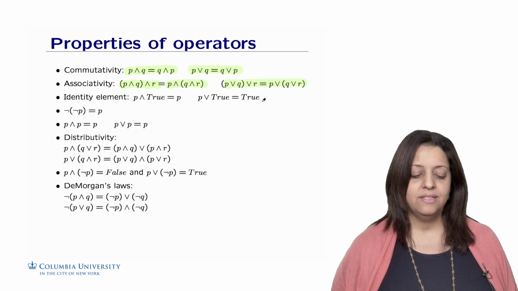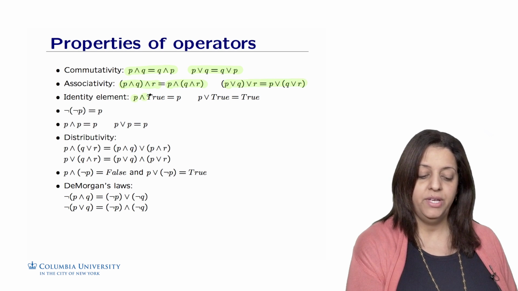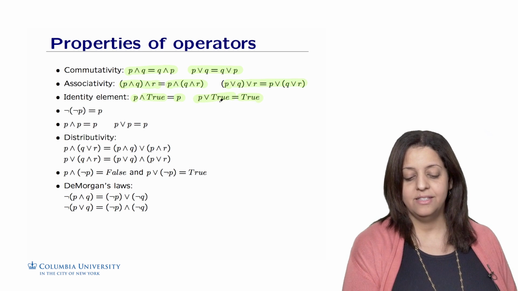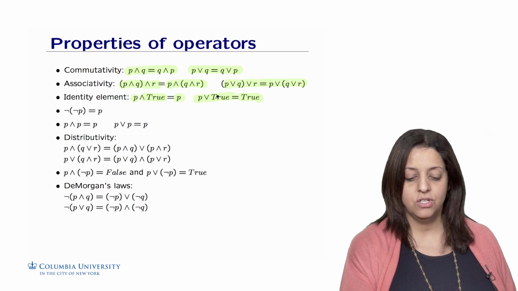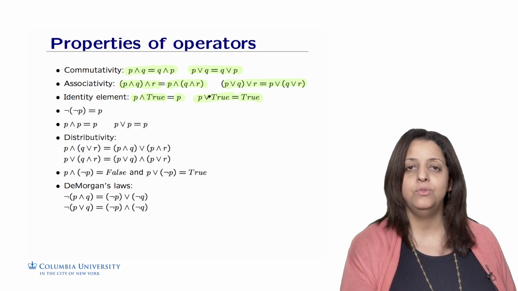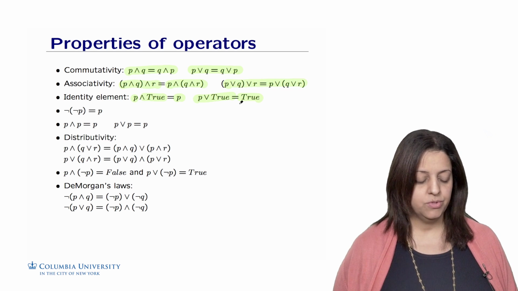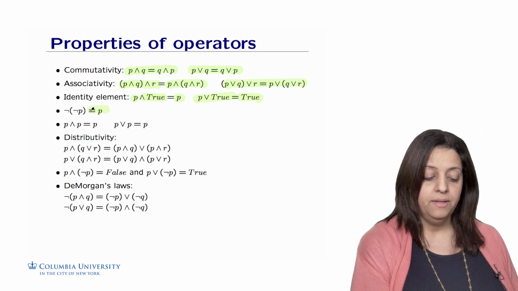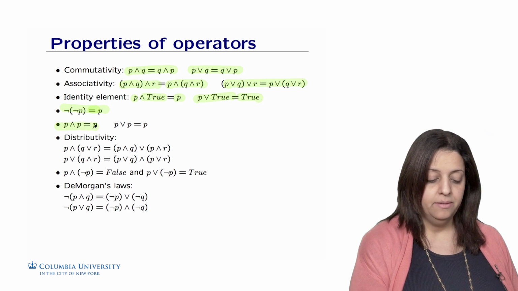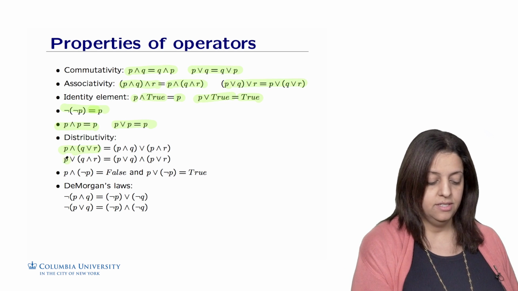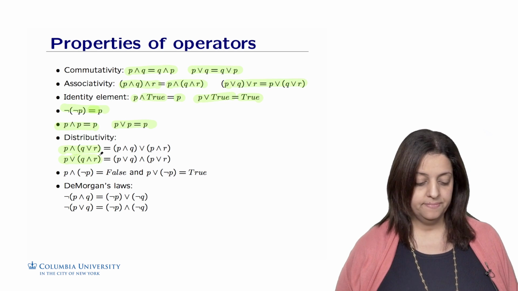The identity element is true. For example, P and true is always P. P or true is true. So we have, remember the definition of the disjunction. Whenever one of the two elements in the disjunction is true, we have true for the compound proposition. Not not P is P. P and P is P. P or P is P. We can distribute the conjunction over the disjunction and the disjunction over the conjunction.